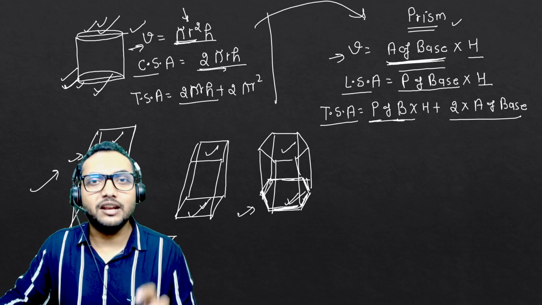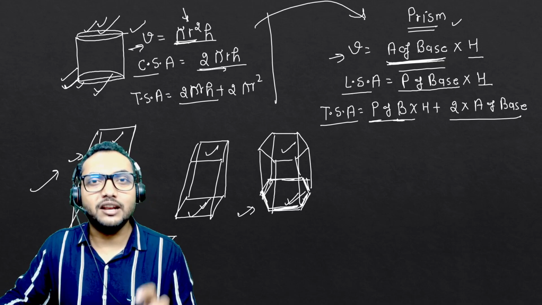It is given that the curved surface area, CSA, is 1920 centimeters square. And it is also given that the diagonal length of the square is 12 root 2. So let us suppose this is the square, and the length of the diagonal is 12 under root 2.